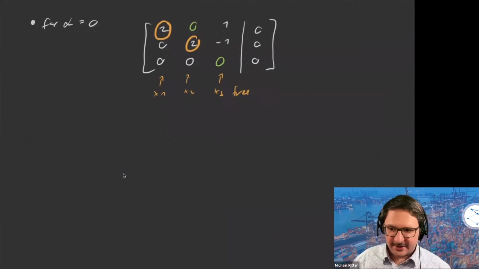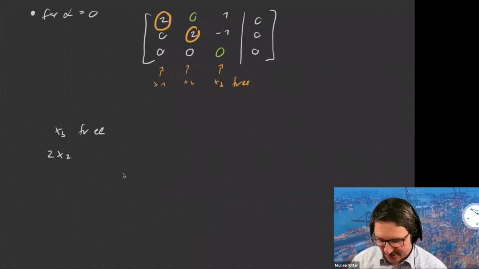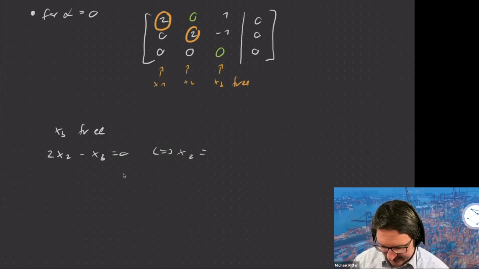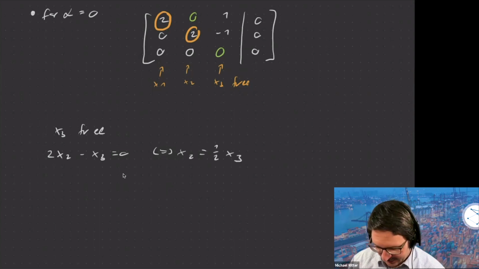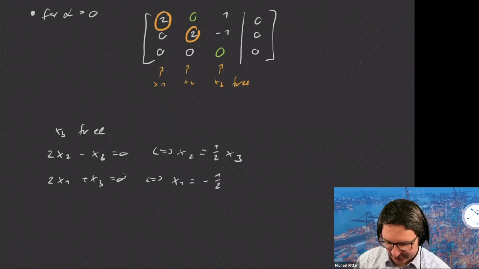And of course, we can again solve that. x3 is free. The second equation would say 2x2 minus x3 is 0, or in other words, x2 is 1 over 2 times x3. And the first equation would say 2x1 plus x3 is 0, or solve for x1, we have x1 is minus 1 over 2 x3.